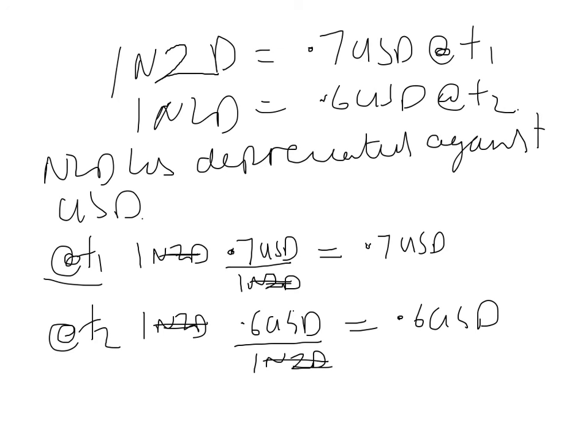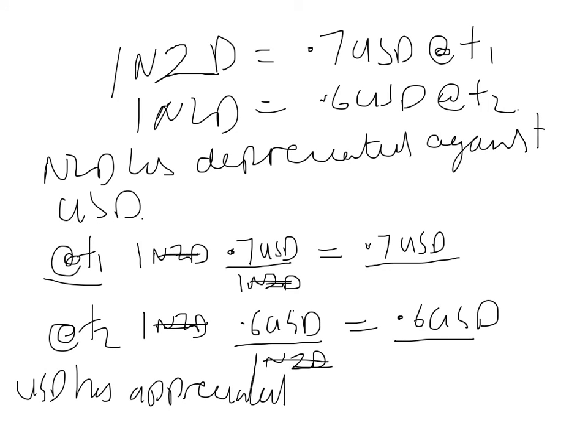Now, just think about it for a minute. At T1, it costs 70 cents US for 1 New Zealand dollar. At T2, it only costs 60 cents. So it's costing the Americans less to buy a New Zealand dollar. So what I can say here is that the US dollar has appreciated against the New Zealand dollar.